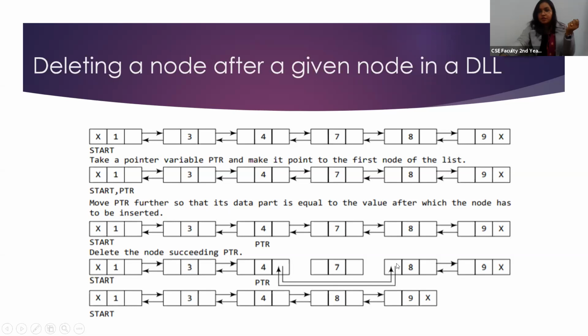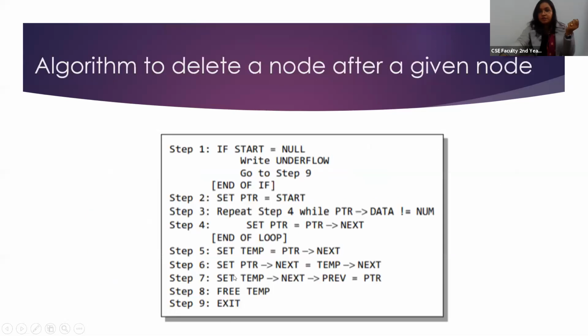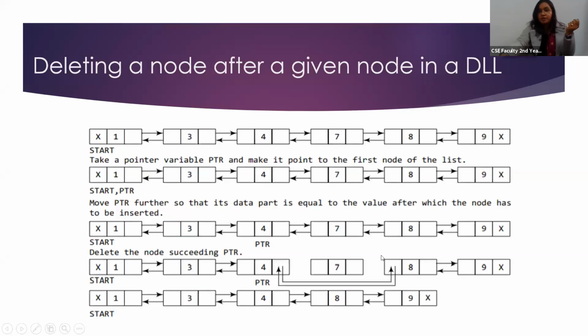This joining is done. Now this reverse joining is left. So set temp next previous equal to pointer. Temp next previous, that means this part. Temp next means this part contains the address of this node, and previous means this part, okay, should contain what? Pointer. That is what they are saying. And you see free temp, that means they have freed this node.